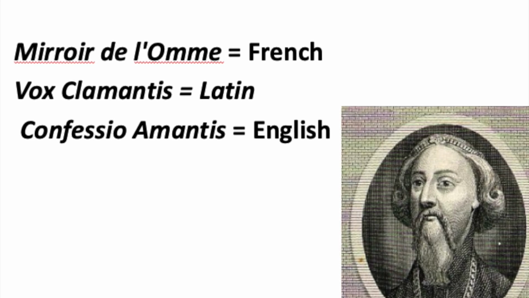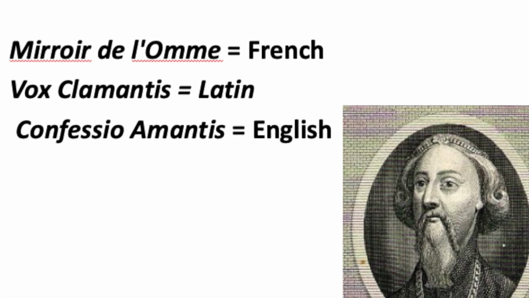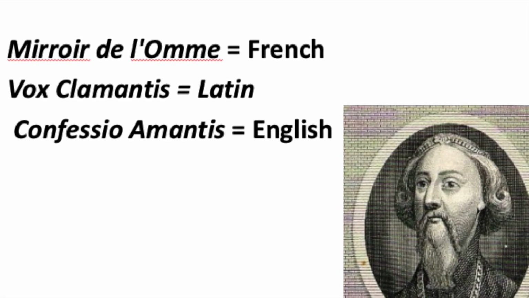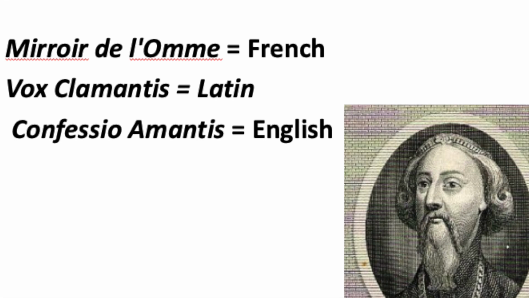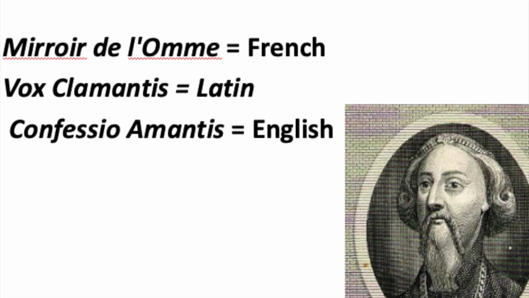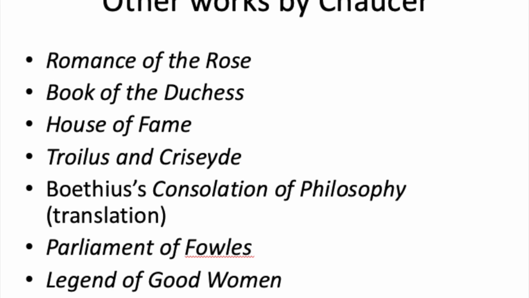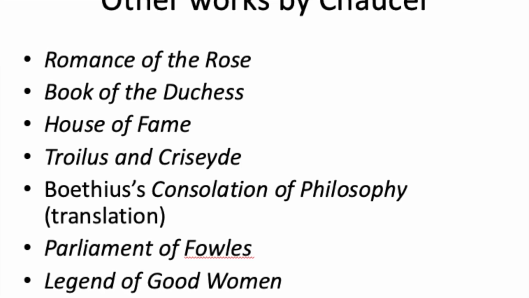In a sense, Gower was kind of hedging his bets. He dared to write one thing in English, but he wasn't going to go so far as to write everything in English. Instead, he wrote his other works in the more esteemed and privileged languages of Latin and French. Chaucer, on the other hand, goes for it, writing everything in English.